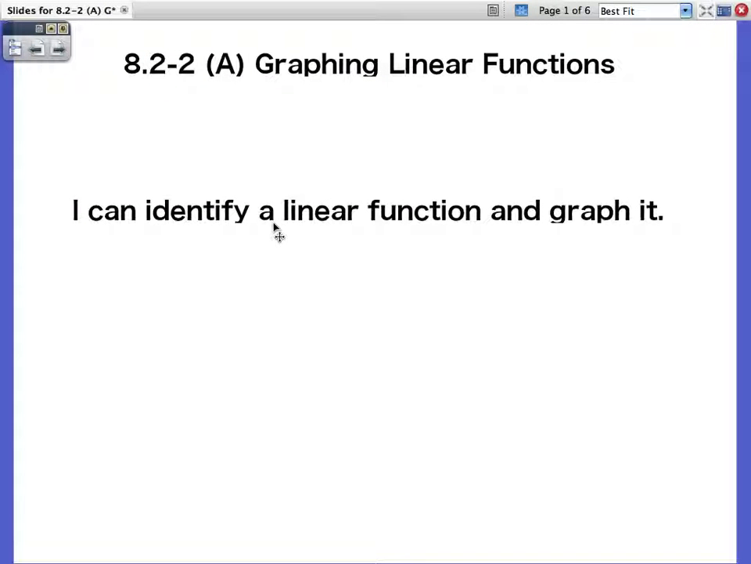So here's your I can statement. I can identify a linear function and graph it. That's all you got to do here. By the way, I hope this video isn't too long, but there's a lot here. So if you were ever going to take notes, this is a good one to take notes on. If you were ever going to pay attention, this is a really good one to pay attention to.